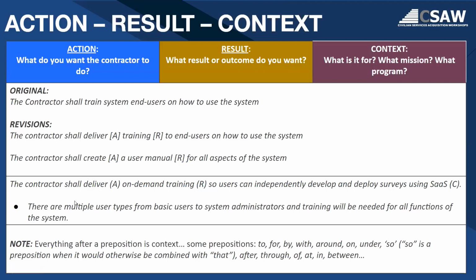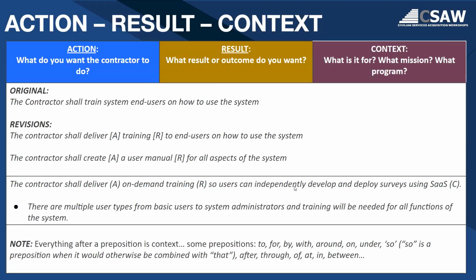All right, so that's important. And you can see here below this ARC statement, the contractor shall deliver on-demand training so users can independently develop and deploy surveys. That's our ARC statement. That's our requirement. Now there's an additional context. We want to add an additional statement to provide some useful information to industry so that they understand our requirement better. Notice it is in the form of a bullet. It is not part of a run-on paragraph.